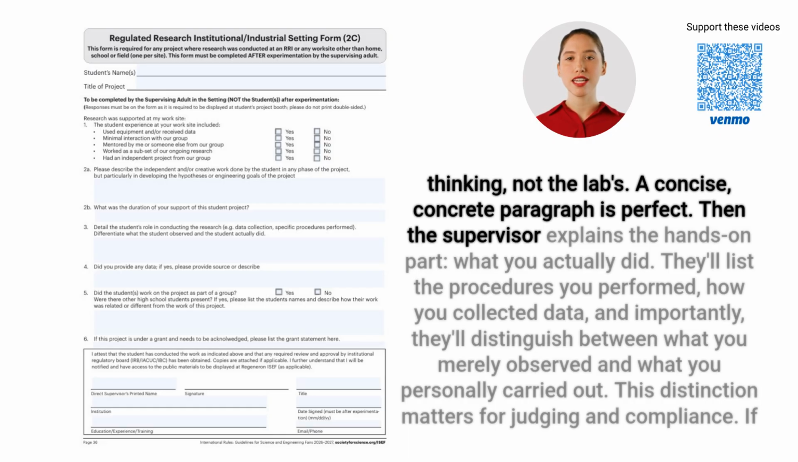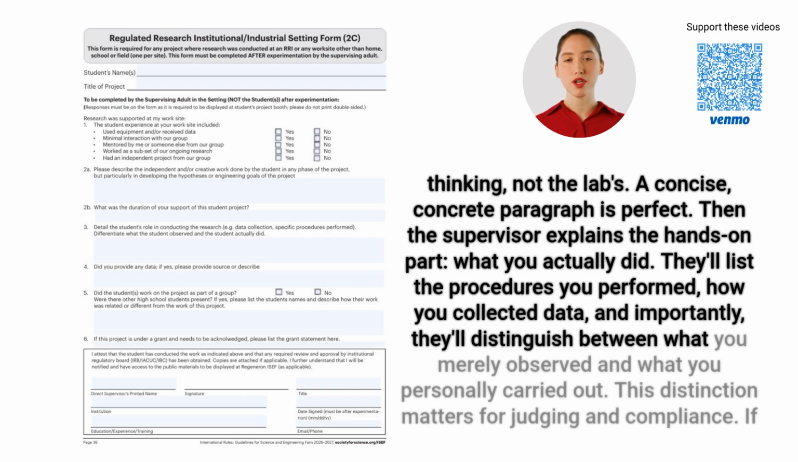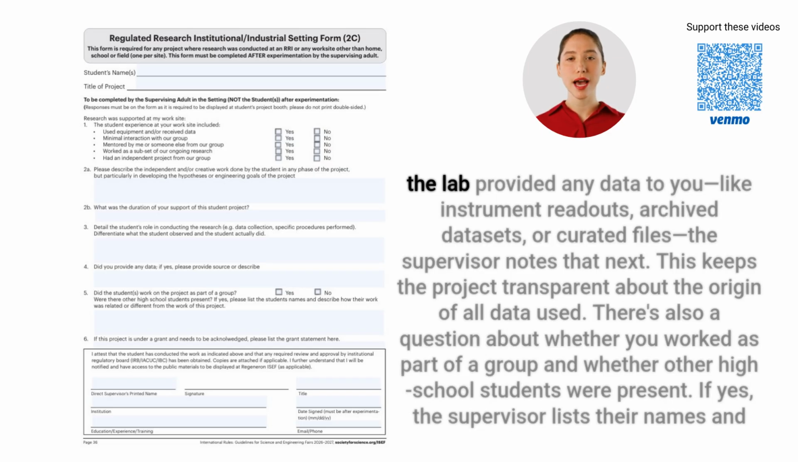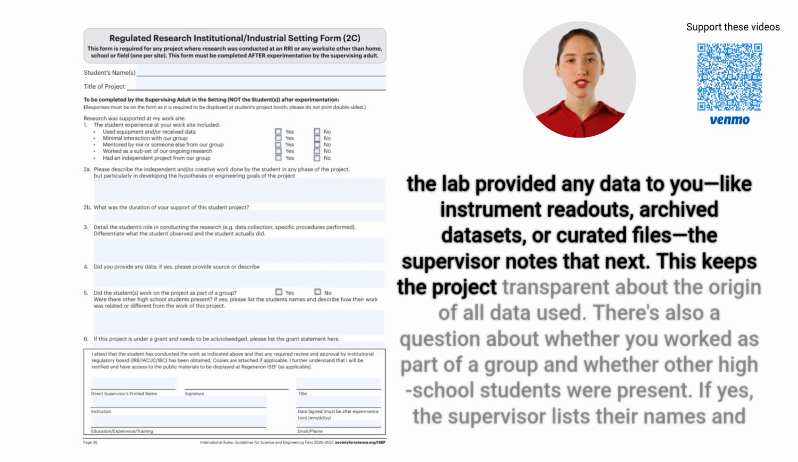Then the supervisor explains the hands-on part, what you actually did. They'll list the procedures you performed, how you collected data, and importantly, they'll distinguish between what you merely observed and what you personally carried out. This distinction matters for judging and compliance. If the lab provided any data to you, like instrument readouts, archived datasets, or curated files, the supervisor notes that next. This keeps the project transparent about the origin of all data used.